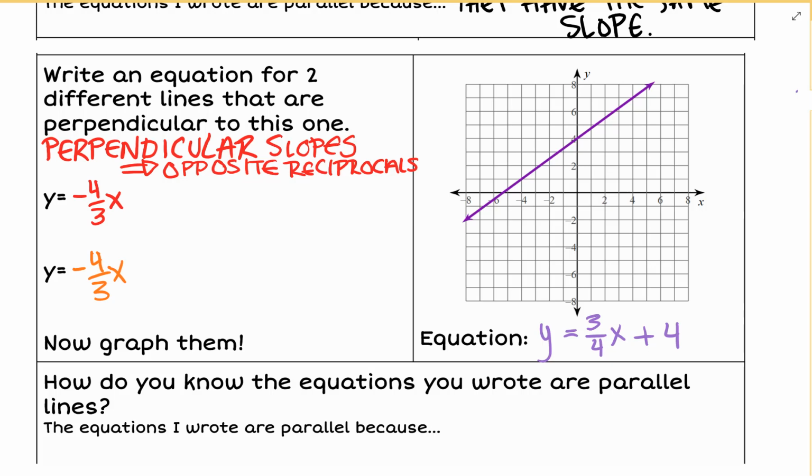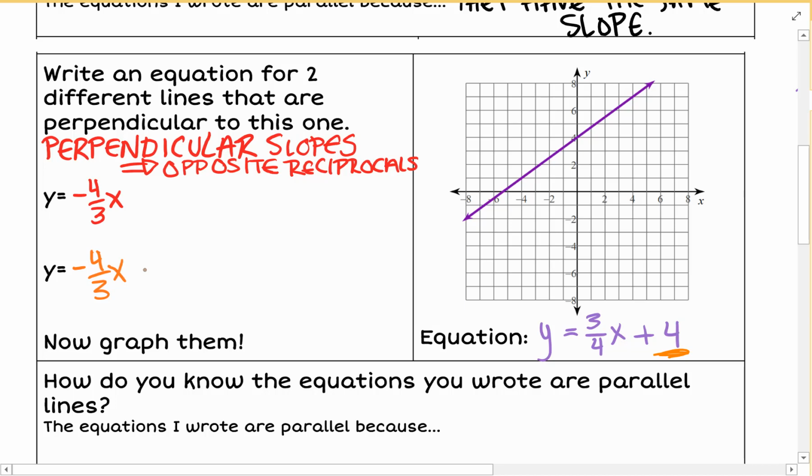Now I just have to pick y-intercepts that have not already been used. I see that 4 has already been used, so I'm not going to add 4, but I could subtract 4. And I could add 0. Adding 0, you don't even need to write that. Wow, that was even easier.